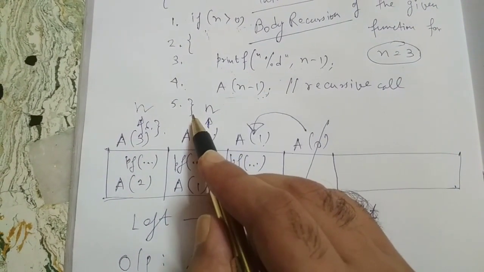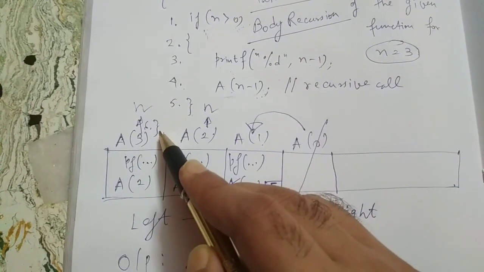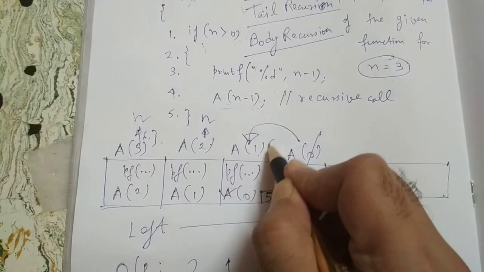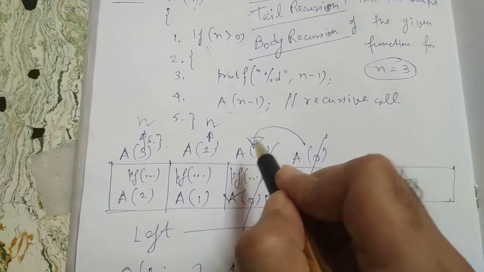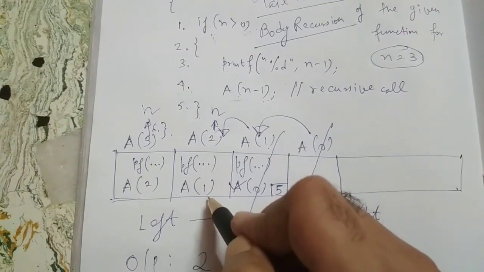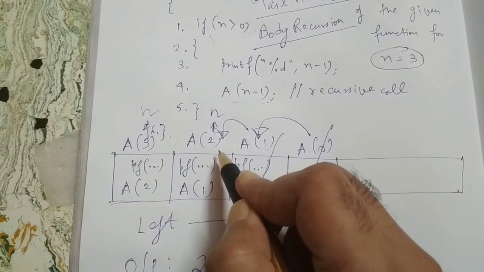And what does line number 5 denote? Line number 5 denotes the end of the if, which is followed by line number 6, which denotes the end of the function body. That means A of 1 will also return control. Return control to whom? Whoever called it. Who called A of 1? A of 2. If you see, A of 2 made a call to A of 1. So the control will be transferred to A of 2.